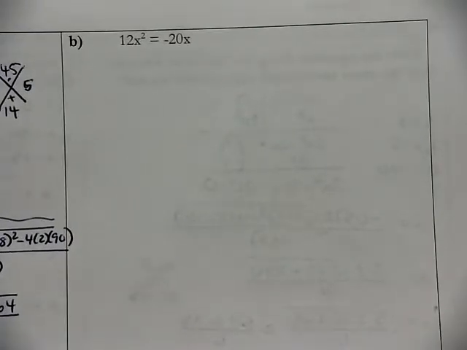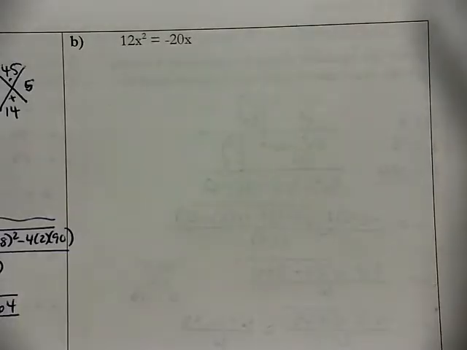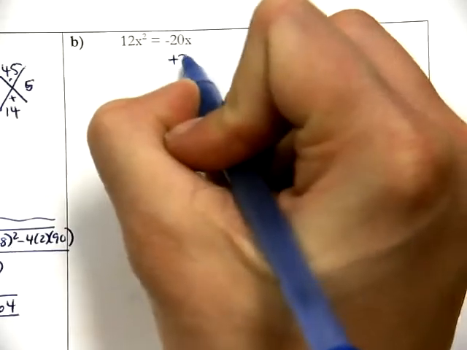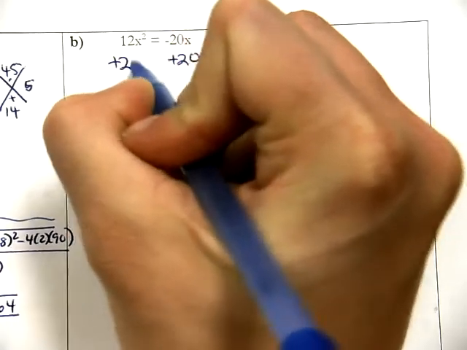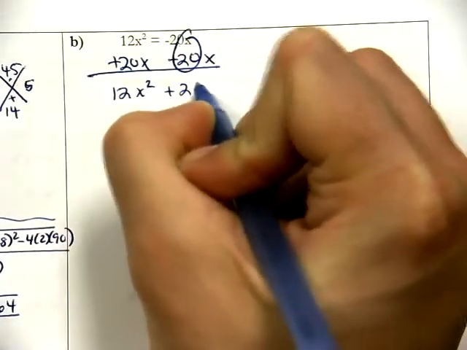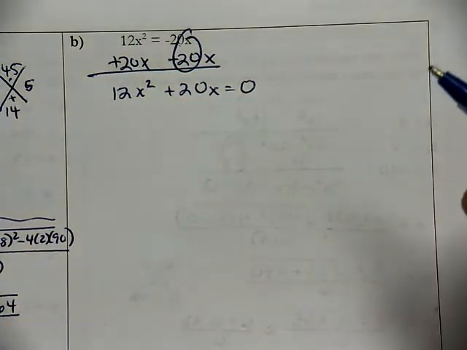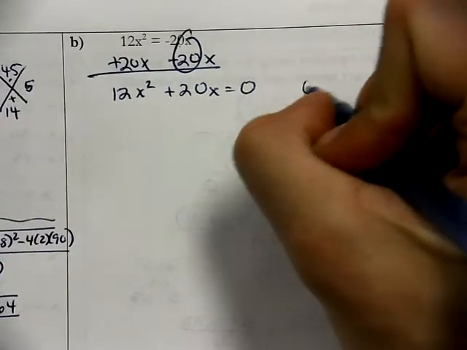Switching over to B. Over here, because I see an x squared and an x, I recognize that this is standard form, but I have to get it set equal to 0 first. So I'm going to add 20x to both sides. Because these are not like terms, I cannot combine them, so it just looks like this. Whenever it's in standard form, my first attempt is to factor, and when I look at this, I have to factor out the GCF first.